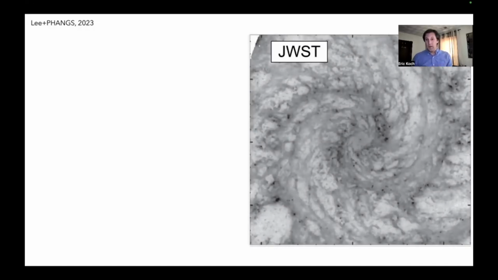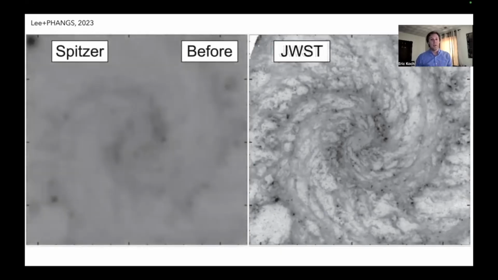This is the center of NGC 628, and I'm going to bring up in comparison the same wavelength as traced by the last generation of infrared telescopes, the Spitzer Space Telescope. And it becomes immediately obvious the limitations that we previously had using only the Spitzer data. JWST's resolution and sensitivity is so high that we can now pinpoint these individual bubbles in a way that we just simply could not with previous data.